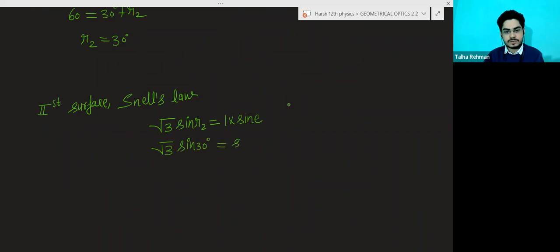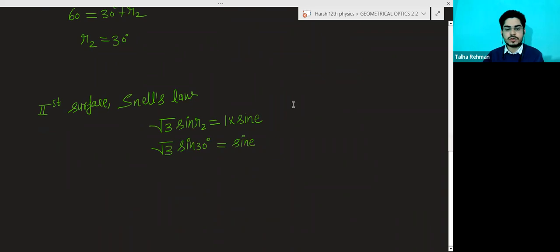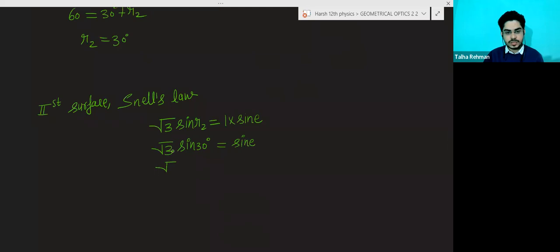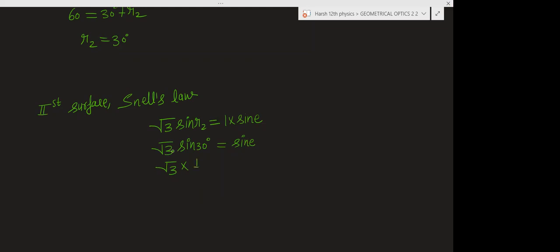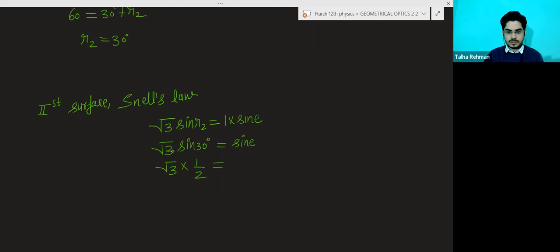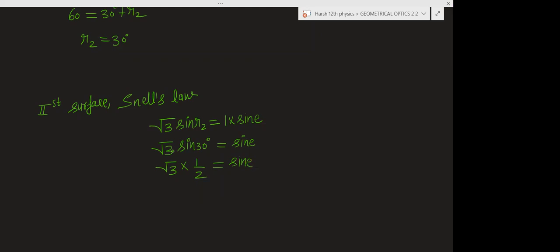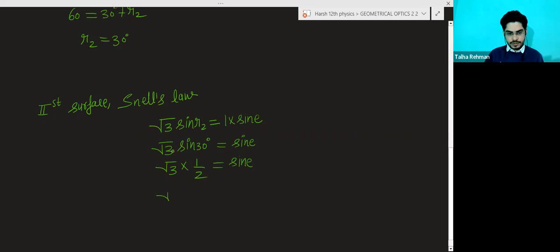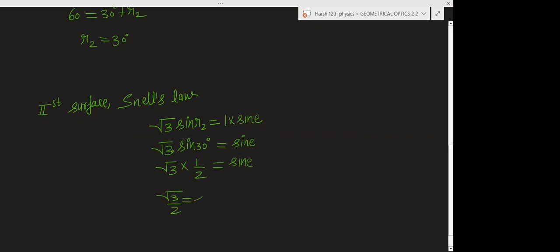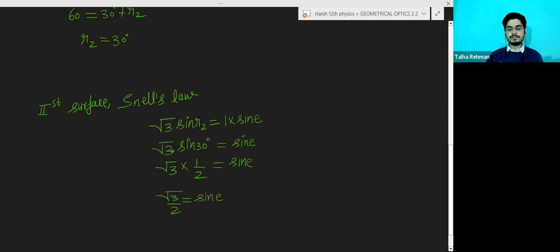And this will become sine E, because when you multiply, it will become 1 only. So this is root 3, and what is the value of sine 30? Sine 30 is 1 by 2, right? Yeah, very good. So it will be root 3 by 2 equal to sine E. Now can you compare both the values and get the value of E?